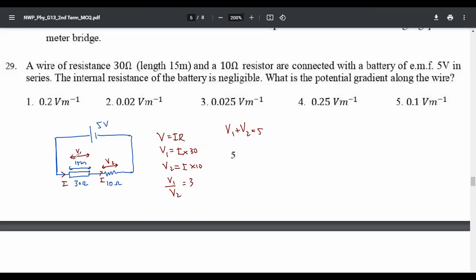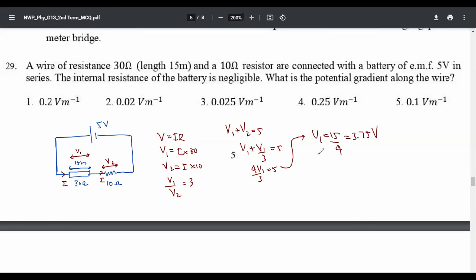Why do I need to know V1? So V1 plus, instead of V2, I can put V1 by 3, equal to 5. 4V1 by 3 equal to 5. V1 is equal to 15 over 4, and that is 3.75 volt. That is the total voltage drop across this wire.